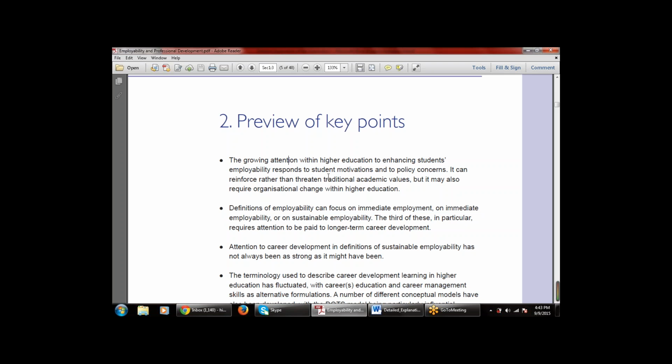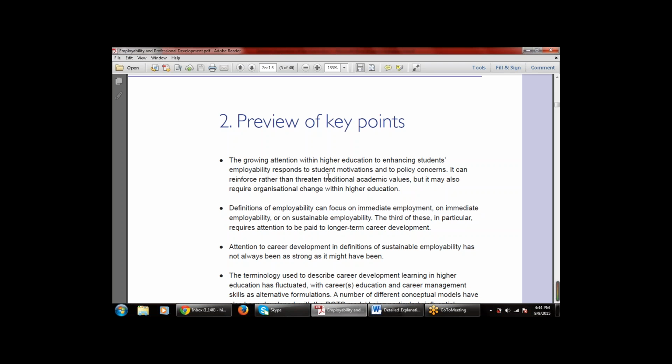So this demand may be growing in higher education with the use of employability skills or professional skills. There are multiple skills available with the student, the teacher and the staff. The second point is that definitions of employability can focus on immediate employment, that is a sudden employment, or on sustainable employment. We can define employment in various categories.